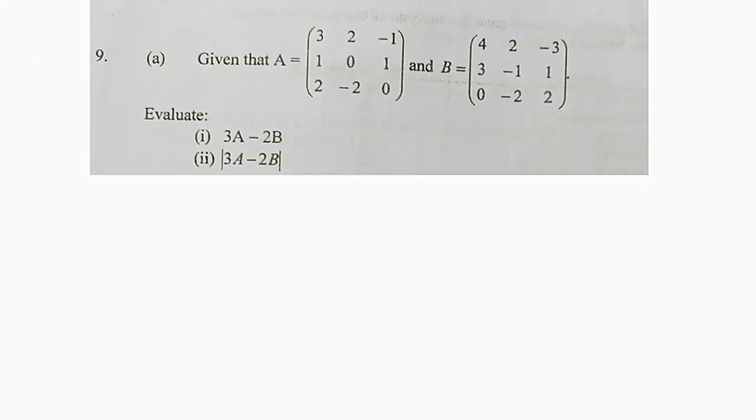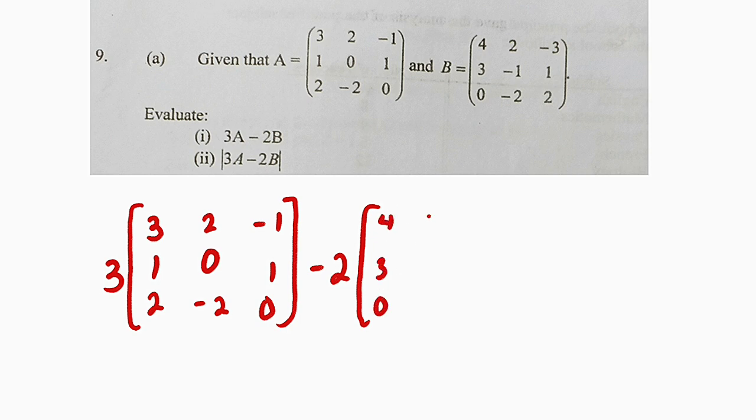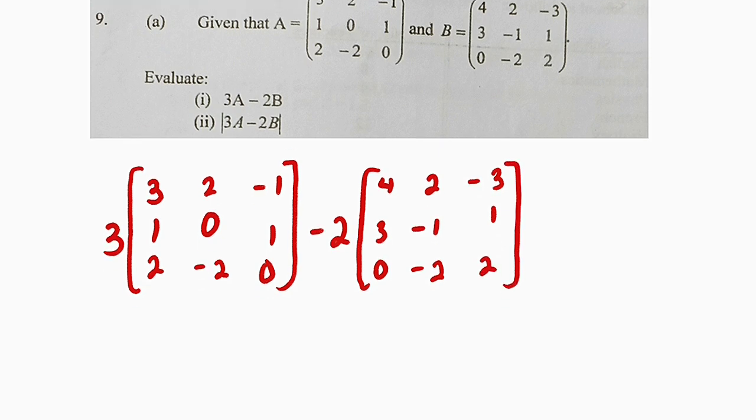We have 3 multiplied by matrix A, and matrix A is nothing but 3, 1, 2, 2, 0, negative 2, negative 1, 1, and 0, right? Then minus 2 multiplied by matrix B. Matrix B contains elements 4, 3, 0, 2, negative 1, negative 2, negative 3, 1, and 2. This is the only thing we are asked to simplify or evaluate.